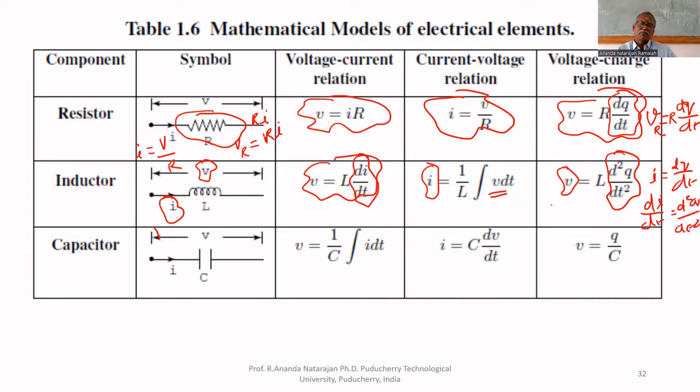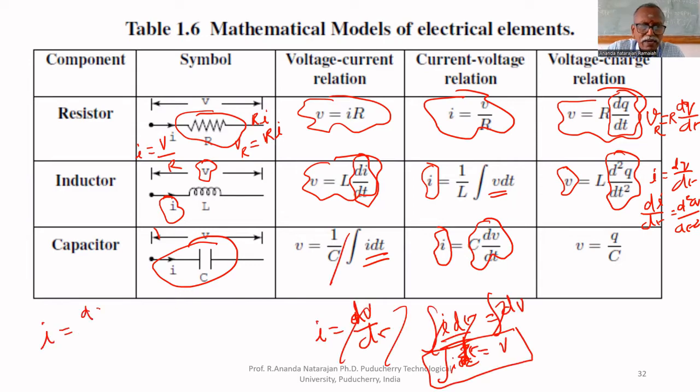In the case of capacitor, what is voltage across the capacitor? V equal to 1 upon C integral of I dt. What is I? Current through the capacitor. I equal to C rate of change of voltage, C dV by dt. But I equal to dq by dt.